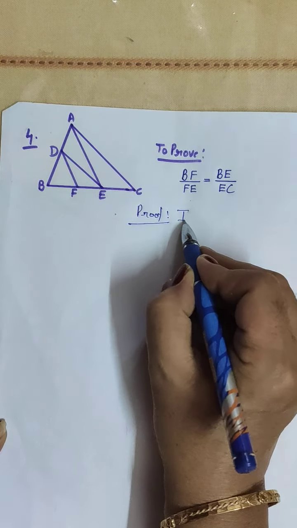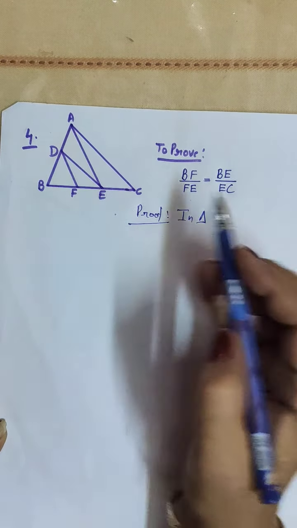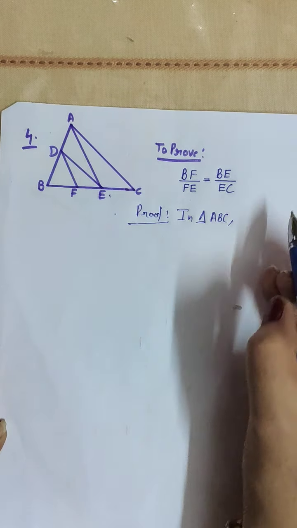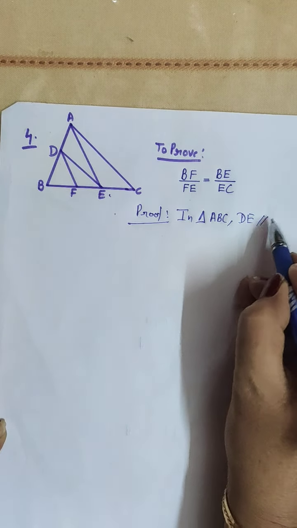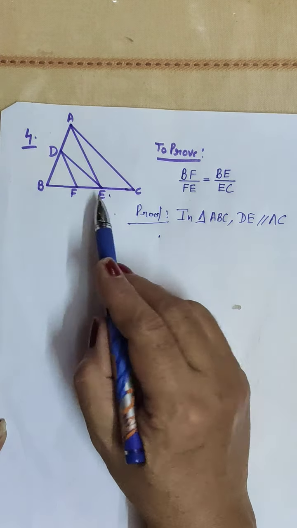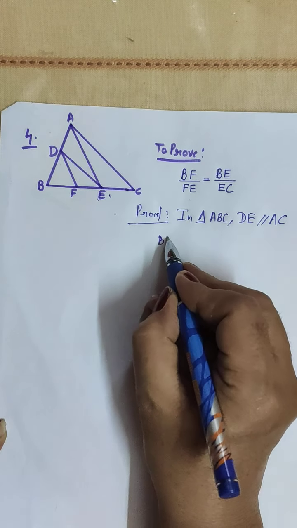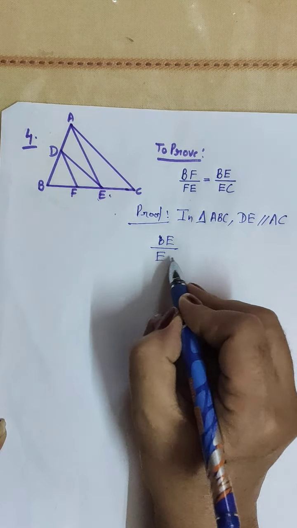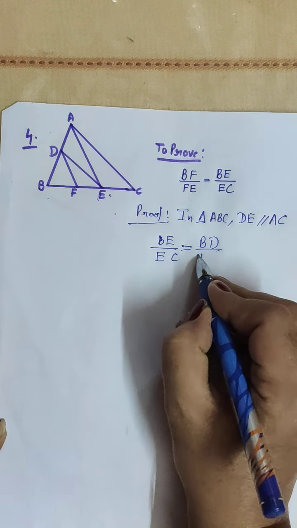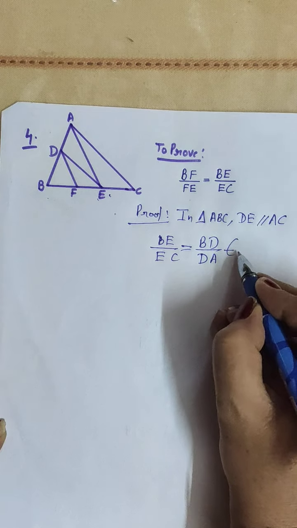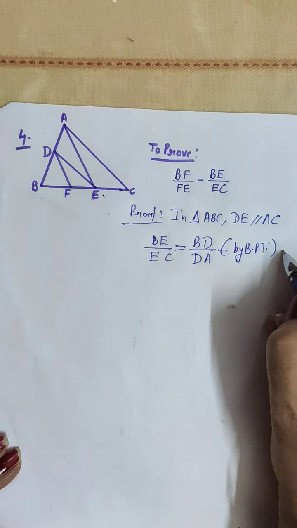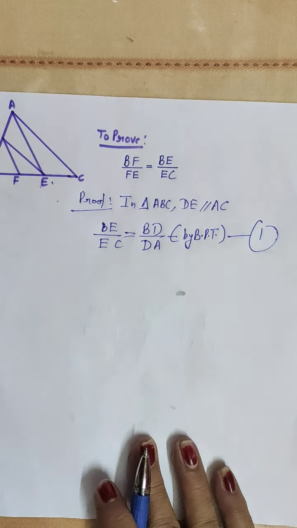In triangle ABC, we know that DE is parallel to AC. So we apply the basic proportionality theorem. BE upon EC is equal to BD upon DA by the basic proportionality theorem, equation number 1.